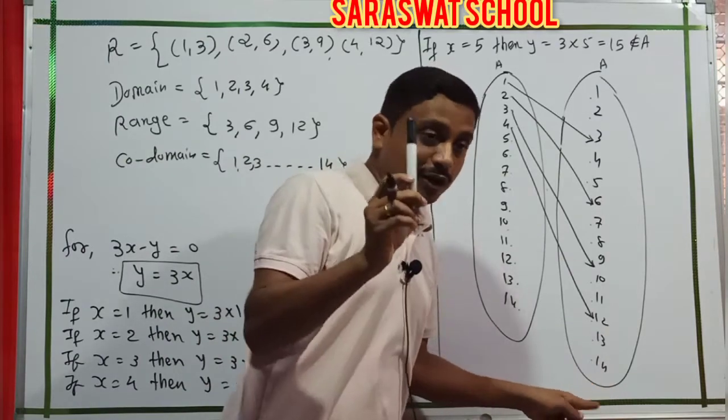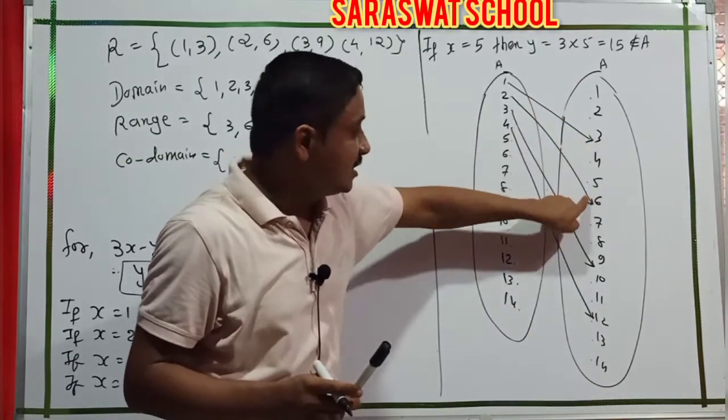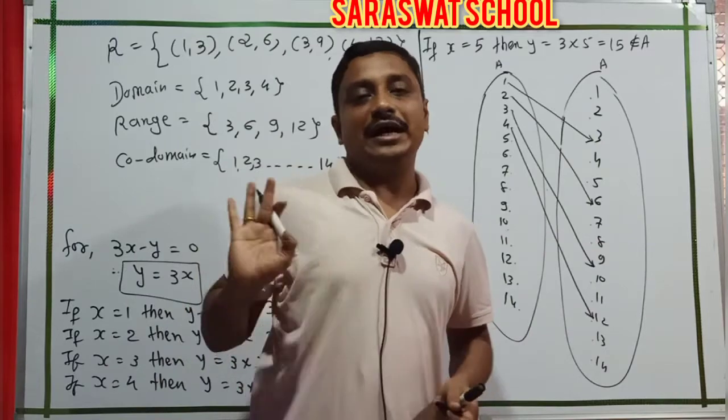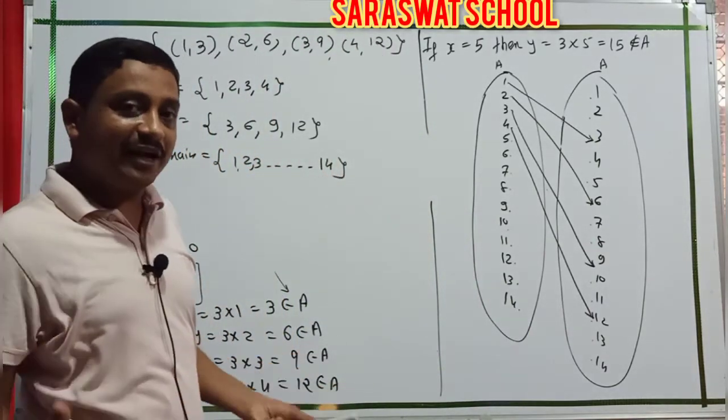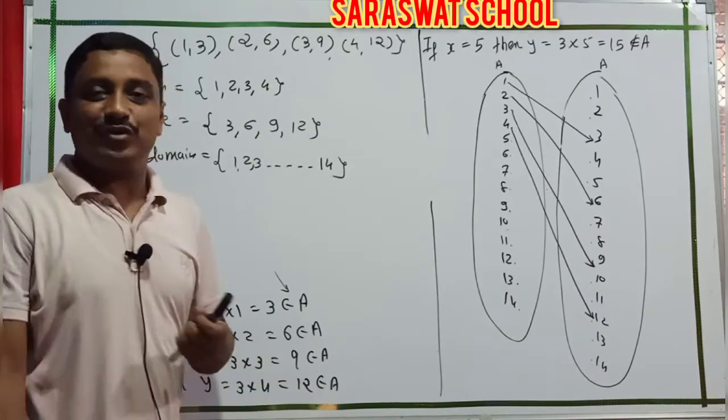But the relation exists only for 3, 6, 9 and 12. So here, students, this numerical is easily and happily ending. Yes. Now the next one, question number 2.